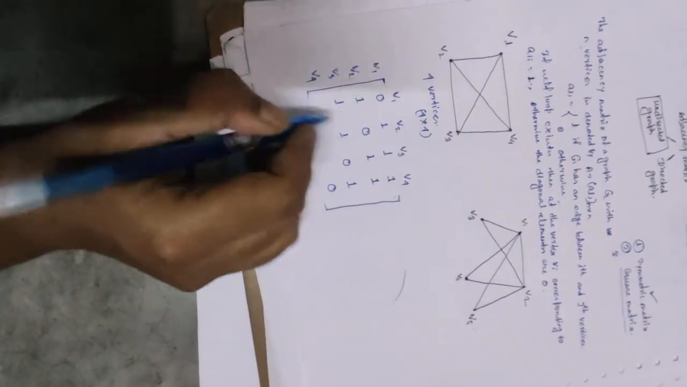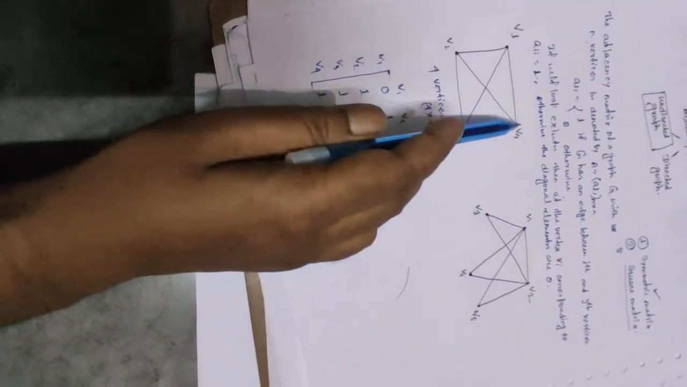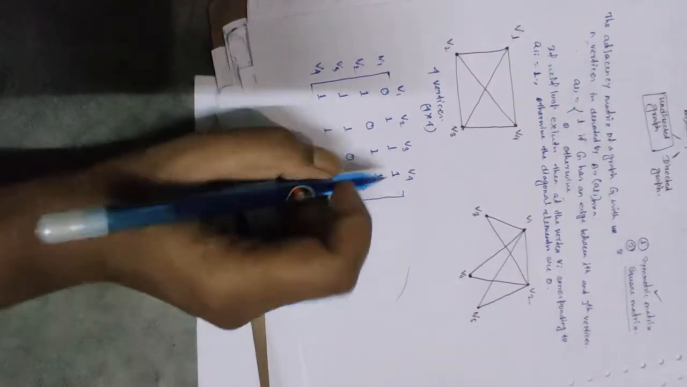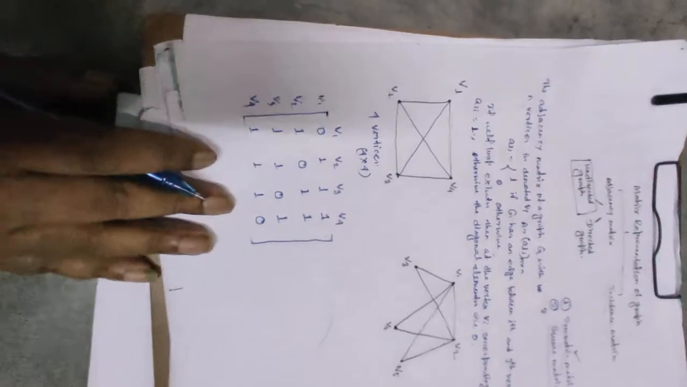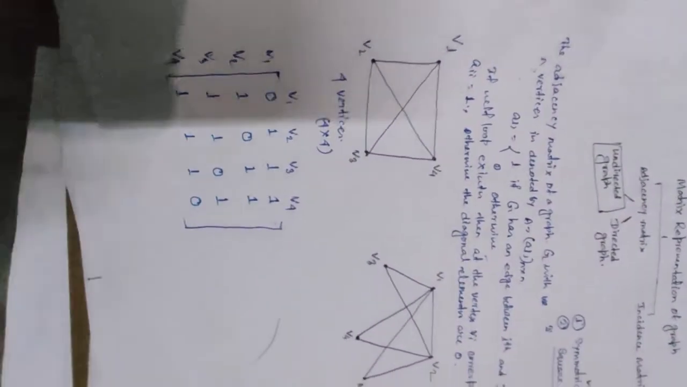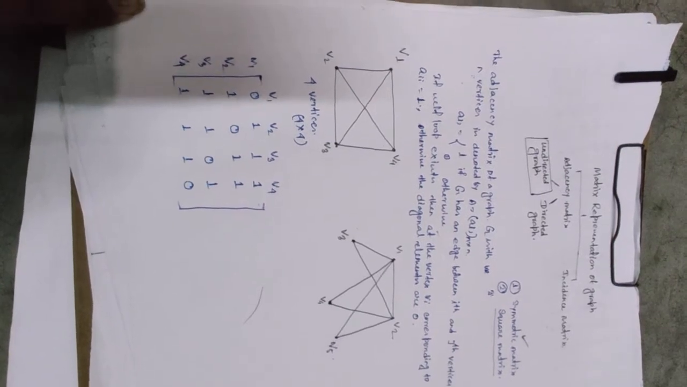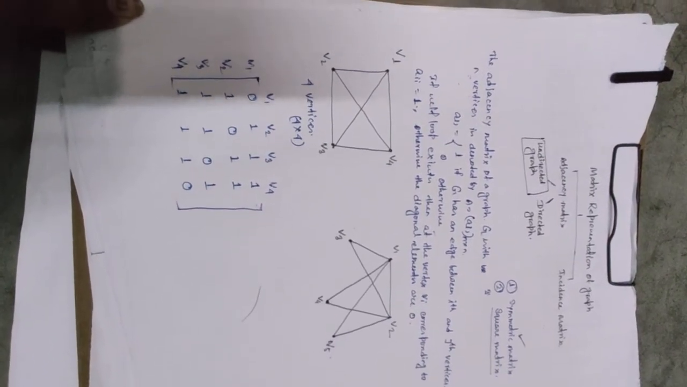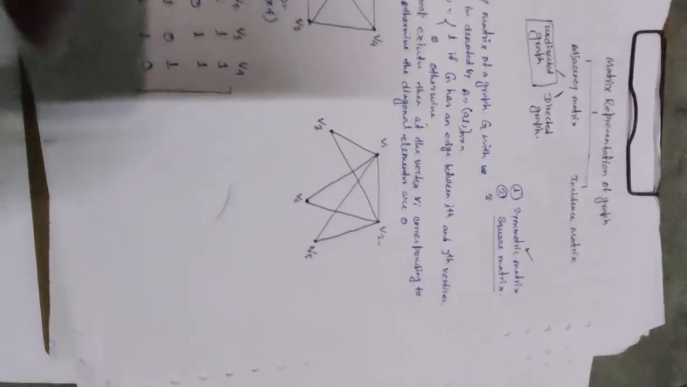Similarly, is there any edge from v4 to v1? Yes, 1. v4 to v2, yes, this is also 1, and v4 to v3, this is also 1. So this is the adjacency matrix of this graph. Now let us try to find another matrix from another graph.